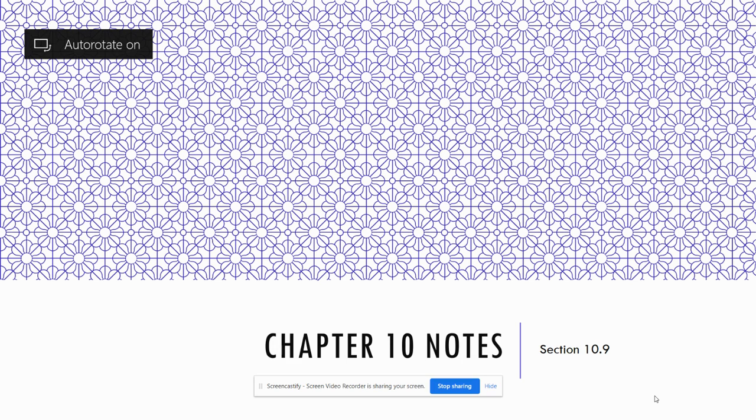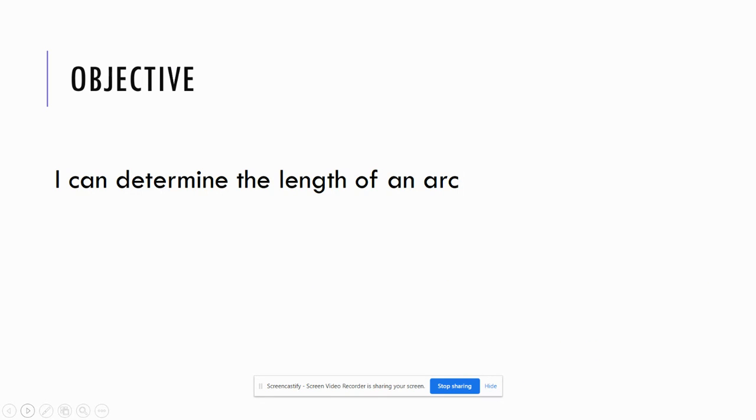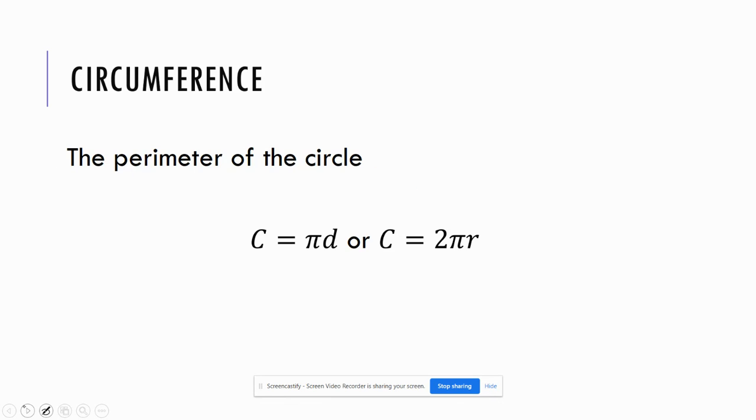Today we're going to look at lesson 10.9. Lesson 10.9 is all about arc length. So we're going to determine the length of an arc today. To help us do that, we'll need to review what circumference is. Remember, circumference is basically the perimeter of a circle.